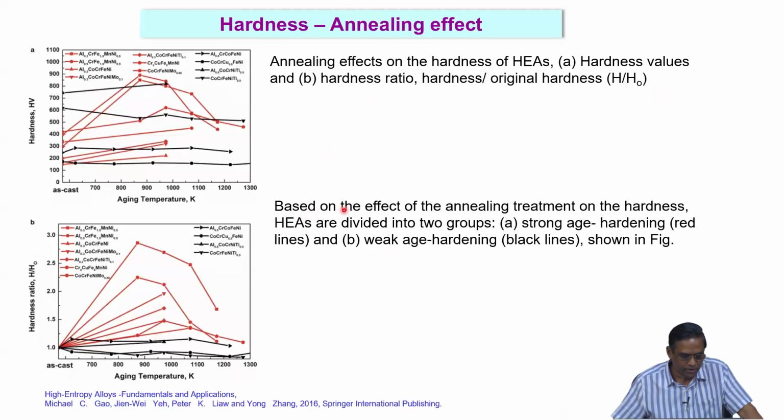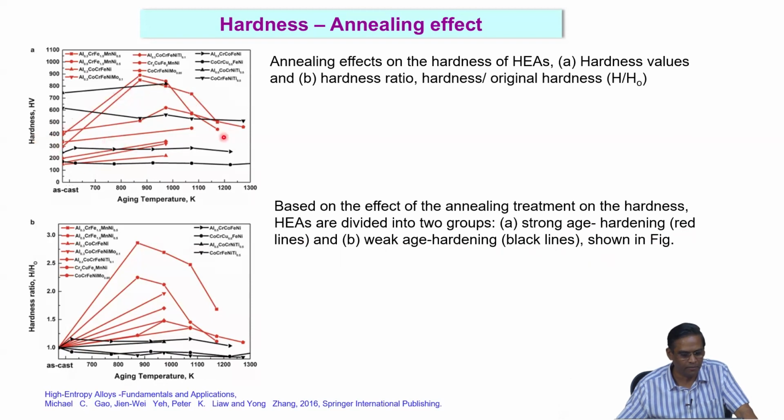So, what we have seen in these two plots is the hardness values and then the hardness ratio, that is hardness divided by the original hardness. That is, before annealing you have a hardness, after annealing something else happens. So, you have a hardness ratio, and then two types of colors are shown here based on the effect of the annealing treatment on the hardness. High entropy alloys are divided into two groups: strong age hardening, red lines, and weak age hardening, black lines.